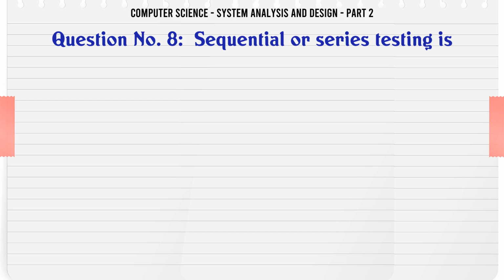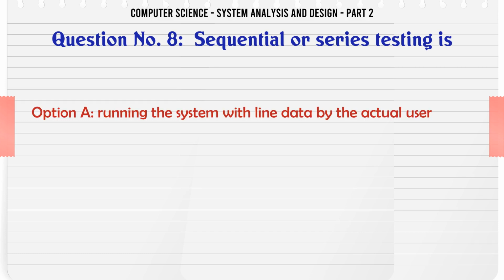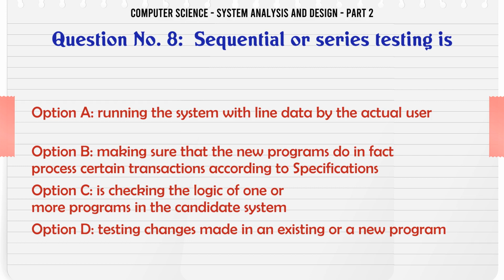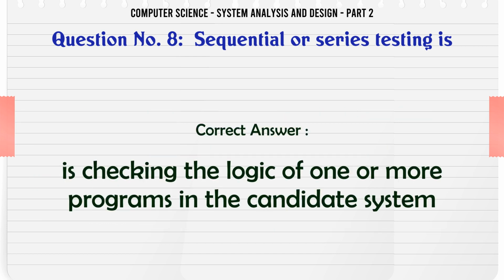Sequential or series testing is A. Running the system with live data by the actual user. B. Making sure that the new programs do in fact process certain transactions according to specifications. C. Is checking the logic of one or more programs in the candidate system. D. Testing changes made in an existing or a new program. The correct answer is checking the logic of one or more programs in the candidate system.